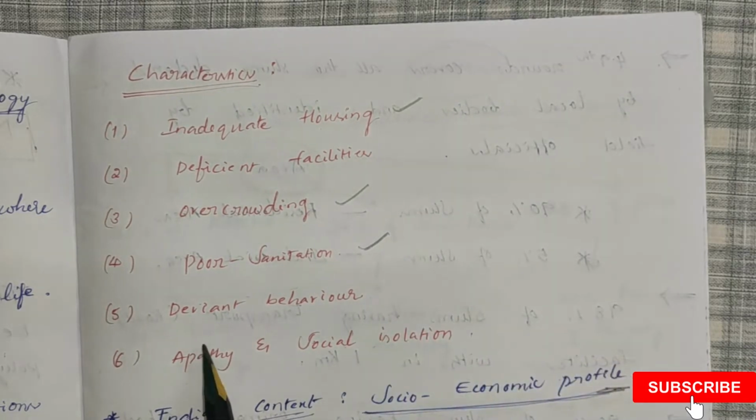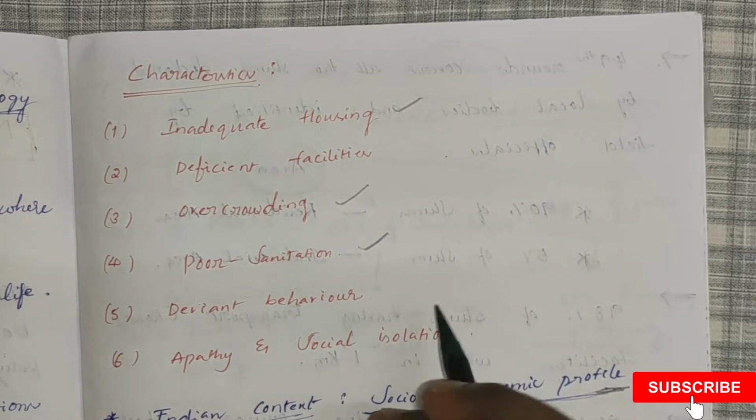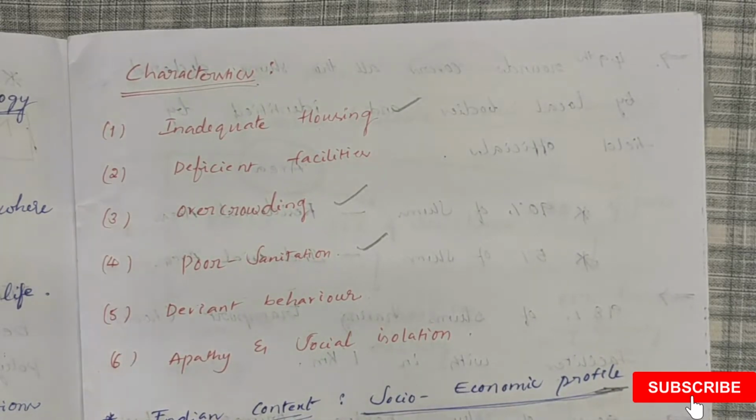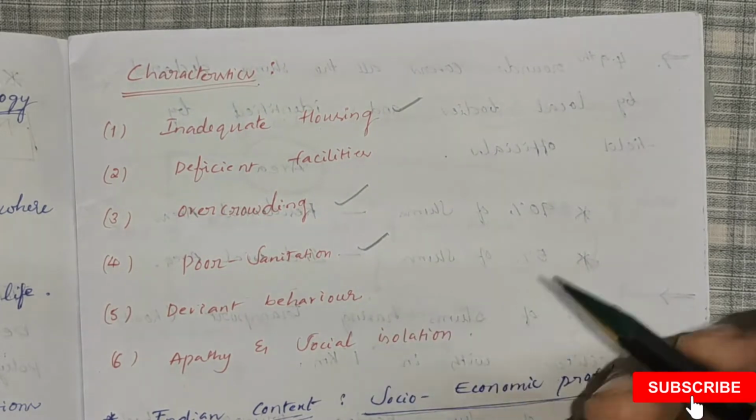Understand? Next, deviant behavior, apathy and social isolation. The slum area is socially isolated from the actual modern city. They don't have communication skills with others. Other people won't allow slum dwellers to communicate or interact with them. So these are all the characteristics of slums.